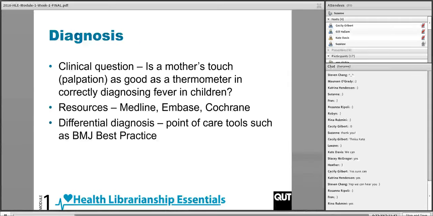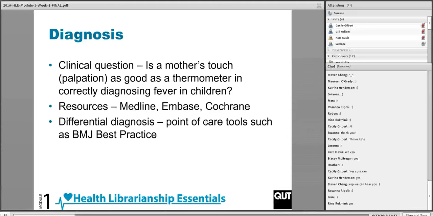So for this stage of the clinical process, health librarians might be asked for information about diagnostic tests, particularly studies which compare tests to see which one is more accurate in correctly diagnosing a disease or a condition. So the question on this slide illustrates such a question. How accurate is palpation or touch compared to thermometer in diagnosing fever in children? In other words, is palpation or touch good enough on which to make a diagnosis? Or do you need a thermometer test as well?